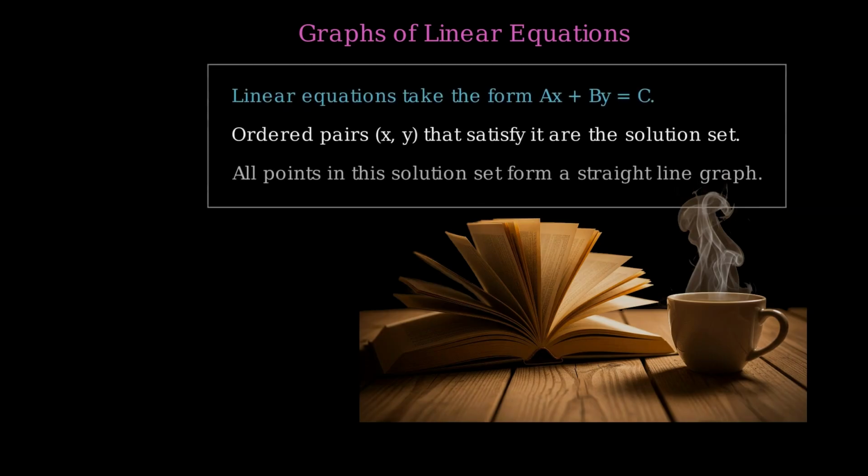An equation in two variables x and y is linear if the variables have an exponent of 1. It can be written in the standard form, ax plus by equals c. The solution set consists of all ordered pairs x, y that satisfy the equation. All the points in this solution set lie on a straight line, which forms the graph of the equation.